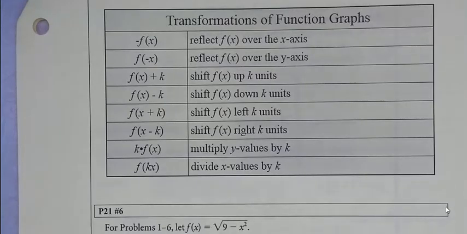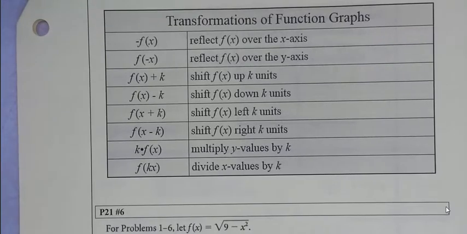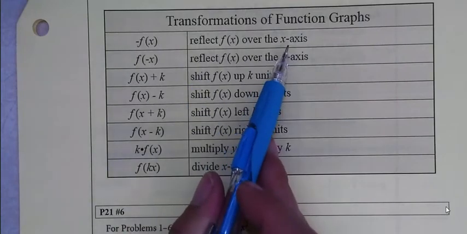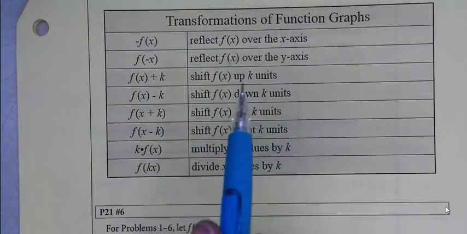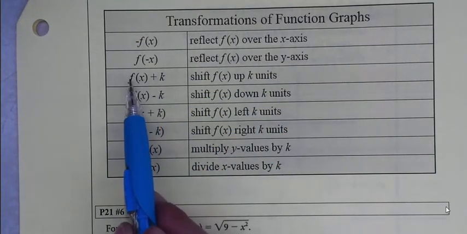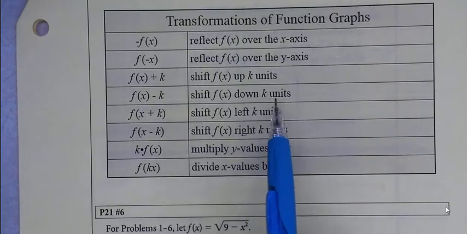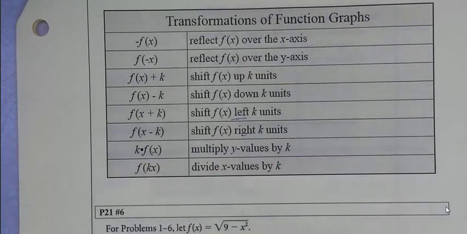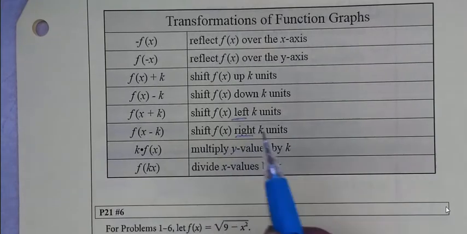So I found this nifty little table online, so I figured I'd just go ahead and give it to you guys. A lot of this you guys already know. So anytime that you have a negative, so you're multiplying your function by some negative, you're going to reflect it over the x-axis. Now, if you end up negating your input, you're going to reflect it over the y-axis. If you add something to your entire function, you shift it up k units. If you subtract something from the entire function, you shift it down k units. That x plus k means that you shift left. I know it's opposite.